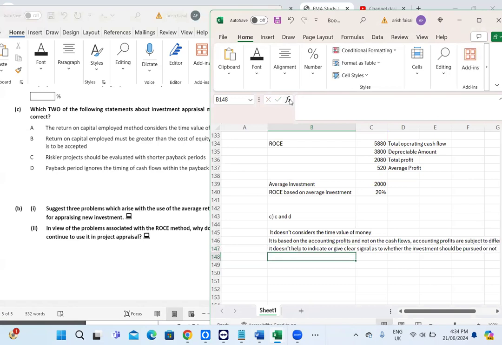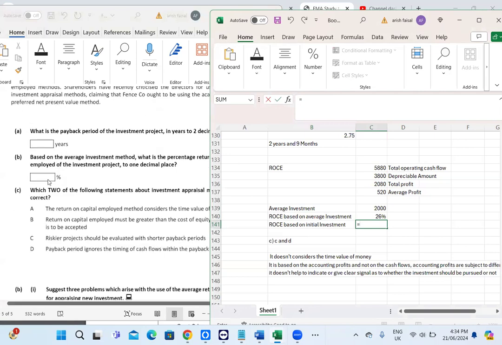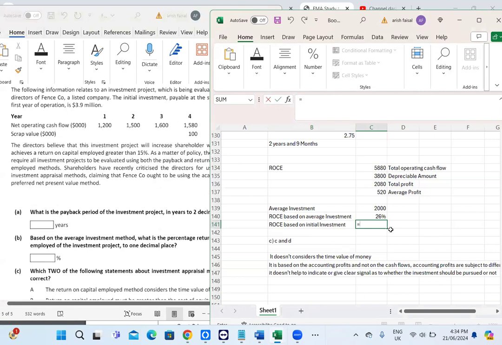Okay. And if I could try to make you understand one thing over here. See, for this part, if I would have done it on ROCE based on initial investment, then in that case, the initial investment over here was 3.9, right? So your profit was 520 divided by 3.9. So in that case, it's 13. So if I do it on average investment, you can see the ROC is going up. Okay, so that's also one problem.